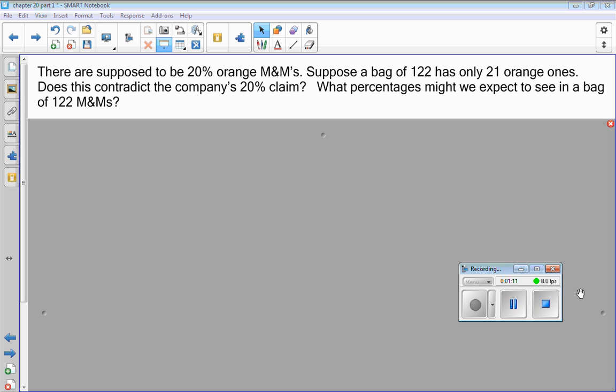If I was going to set up my hypotheses, what would the null hypothesis be? P equals 0.2. That's the claim. Remember, the claim is always the null, right? So in context, that would say the proportion of orange M&Ms is 20%. What would the alternative be? That's the difference. I don't see any word in there that says less than.